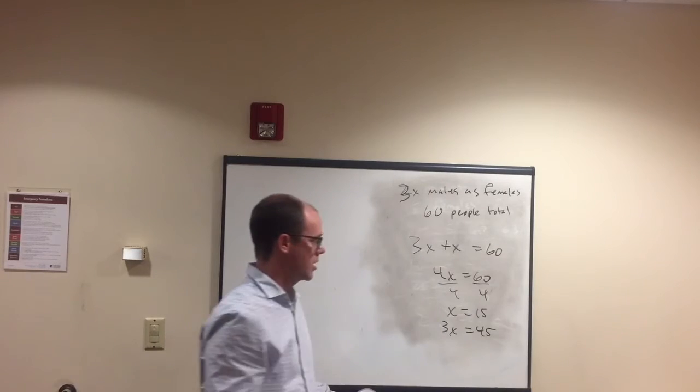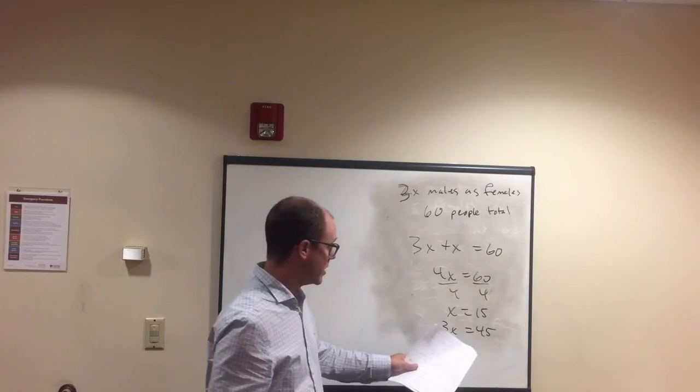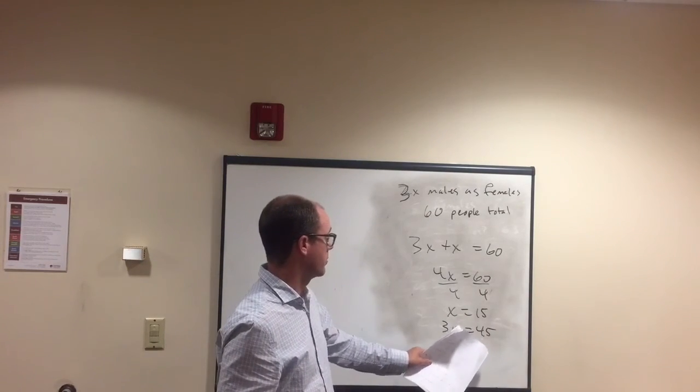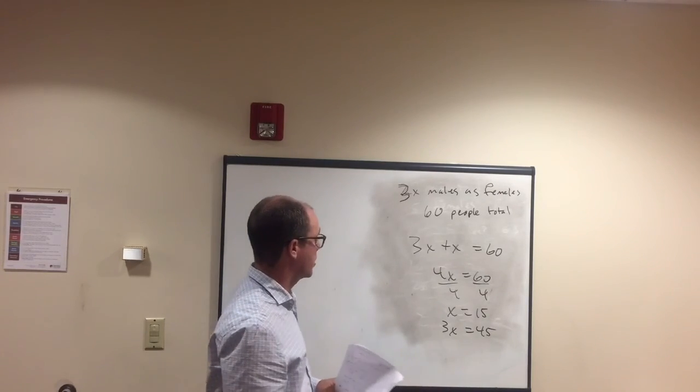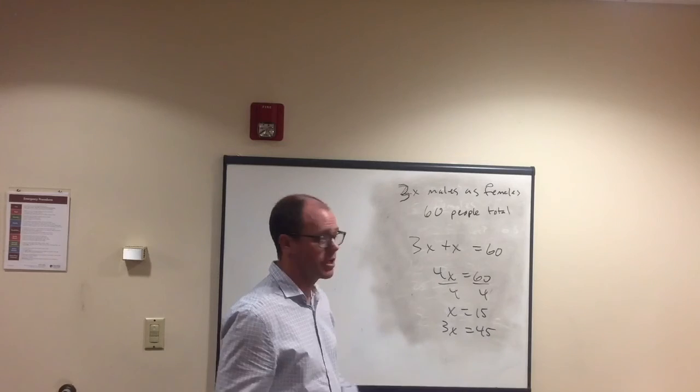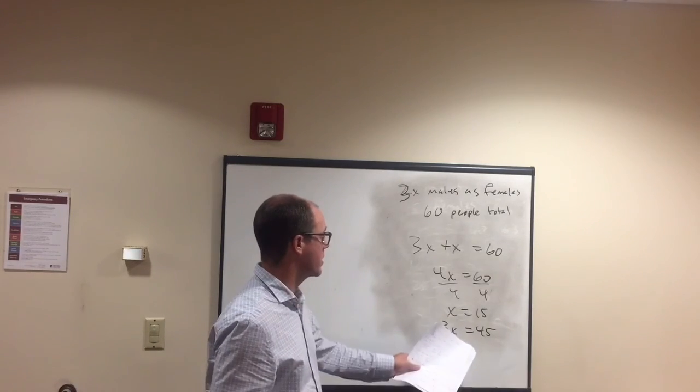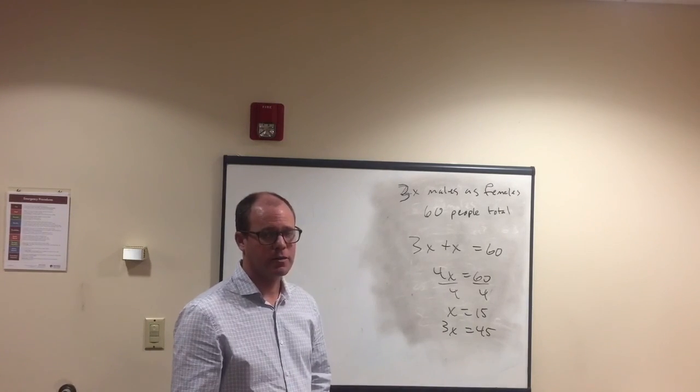3 times 15, 45. And see if that works out. 45 plus 15 is 60. That's our total up here. 15 times 3 is 45. So we got 3 times as many males as females. Everything works out. We're ready to go.